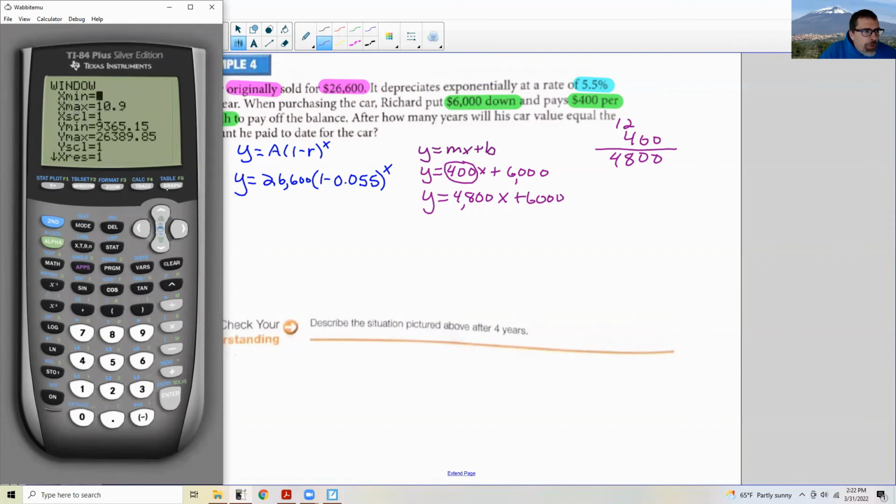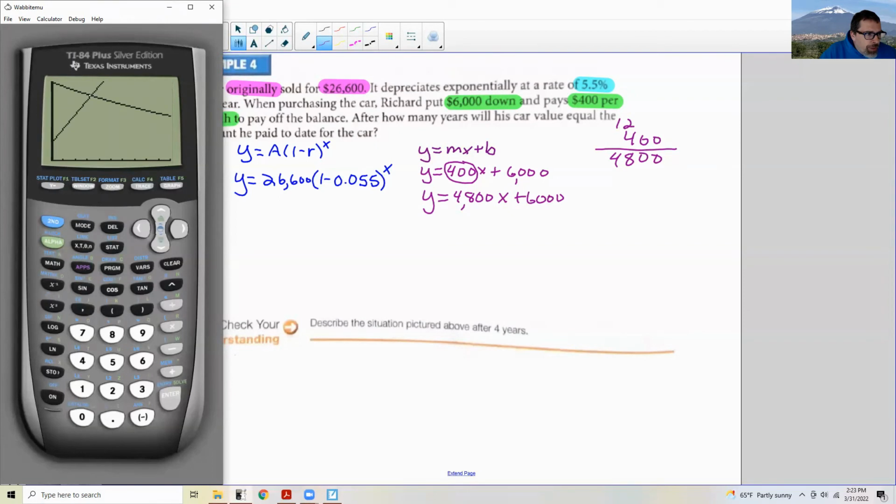Okay. So now when I go to my window, my X minimum is 0. My X maximum is, yeah, it says 10.9. Let's just leave it at that. Or how about 10 years? The Y minimum, we're not going to go negative, so let's make it 0. And let's make the Y maximum, the cost of the car, 26,600, or let's go a little higher, 26,700, and hit graph. So this is the decay function coming down. It's not linear, it's got a slight curve to it. And there is the linear payment function.